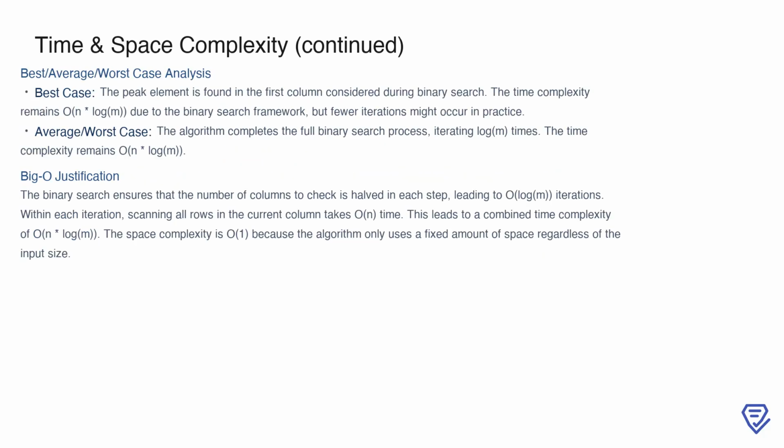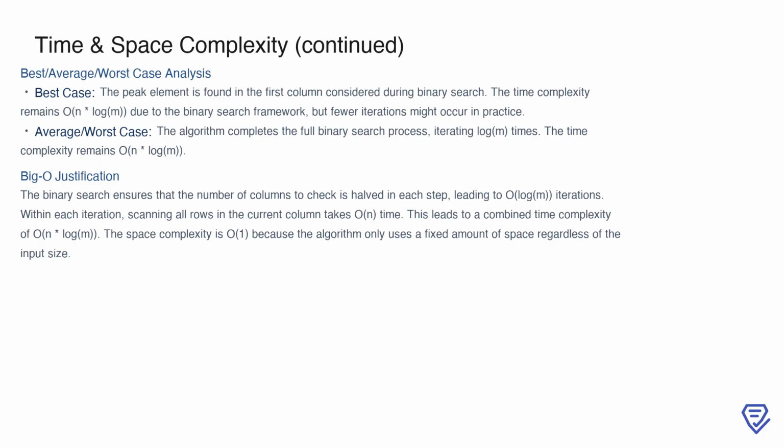When we analyze the algorithm further, we can consider the best, average, and worst-case scenarios. In the best case, the peak element is located in the very first column examined during the binary search process. While the algorithm is designed for n*log m time complexity, fewer iterations might occur in practice for this scenario due to an early termination. For the average and worst cases, the algorithm proceeds through the full binary search process, which involves log m iterations. In each of these iterations, we still scan all rows in the current column, which means the time complexity remains n*log m.